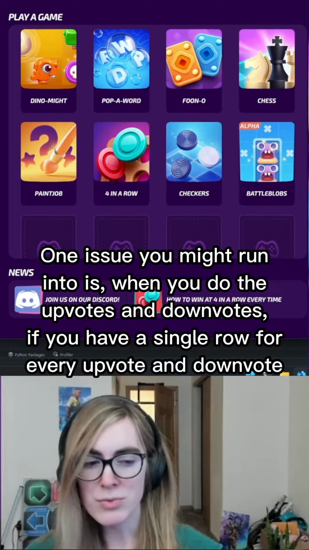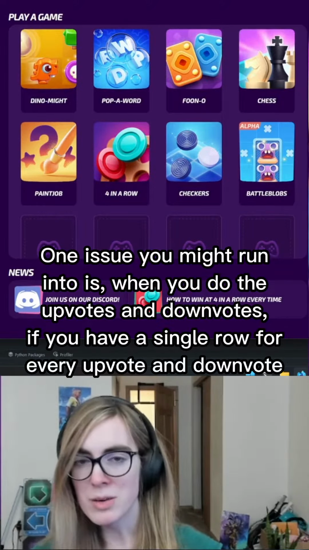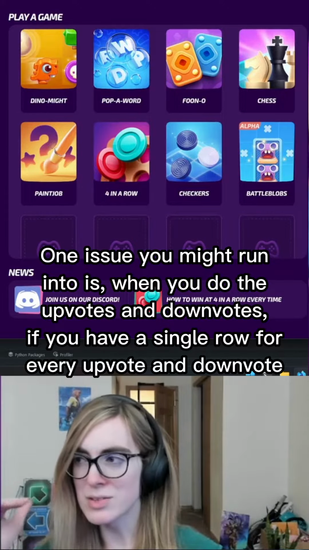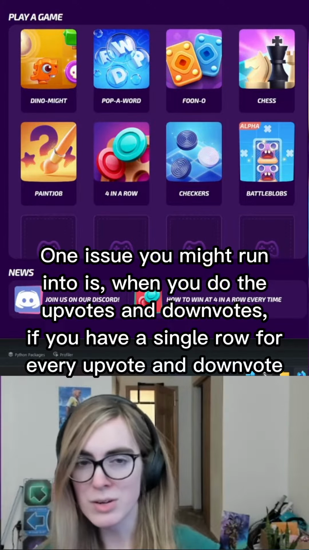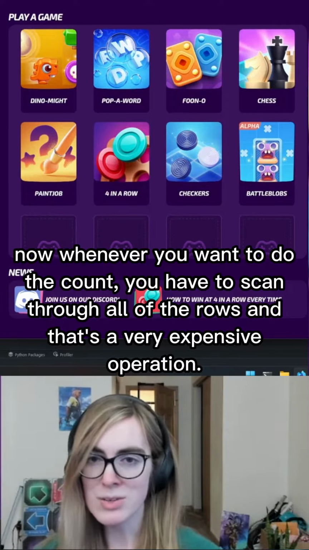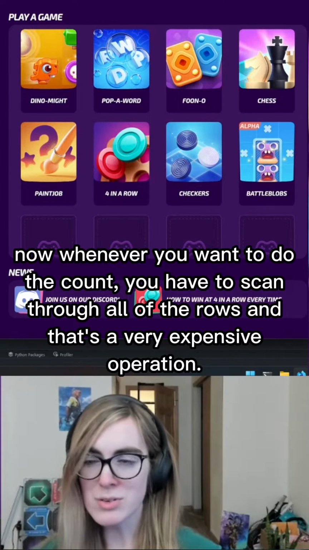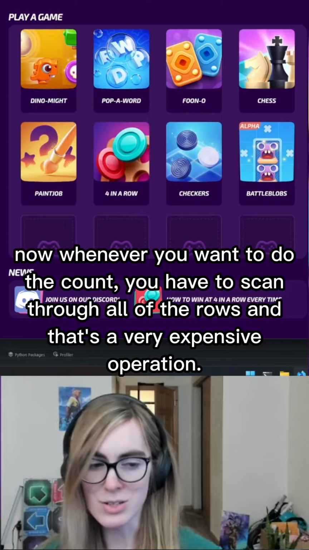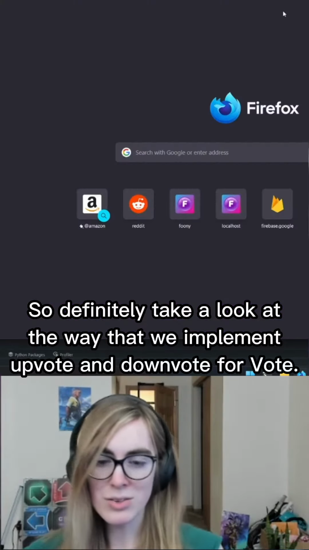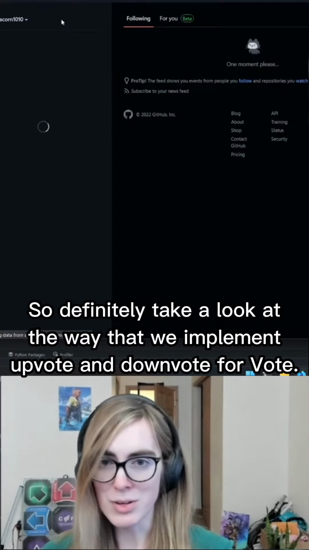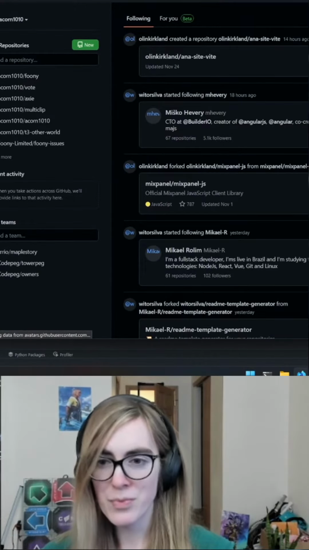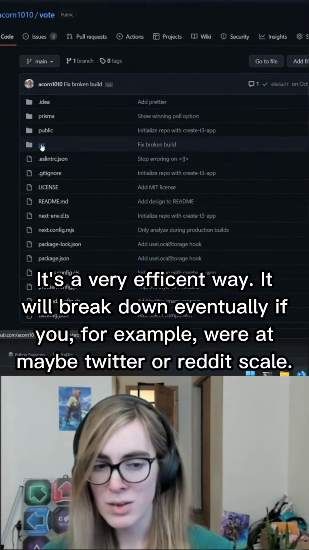One issue you might run into is when you do the upvotes and downvotes, if you have a single row for every upvote and downvote, now whenever you want to do the count, you have to scan through all of the rows, and that's a very expensive operation. So definitely take a look at the way that we implement upvote and downvote for vote. It's a very efficient way.